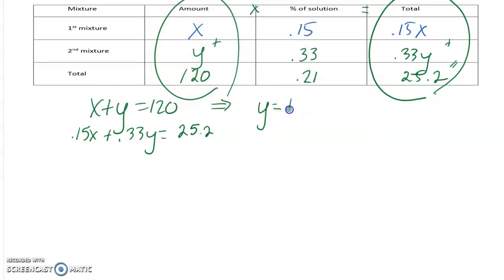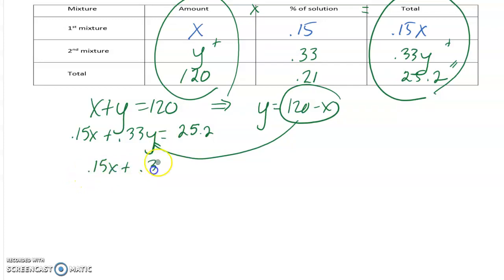Y equals 120 minus X, and then I'm going to substitute that in for Y. It probably would have been easier if I would change the decimal here, but that's okay. I'm going to do one different. So 0.15X plus 0.33 times (120 minus X) equals 25.2.